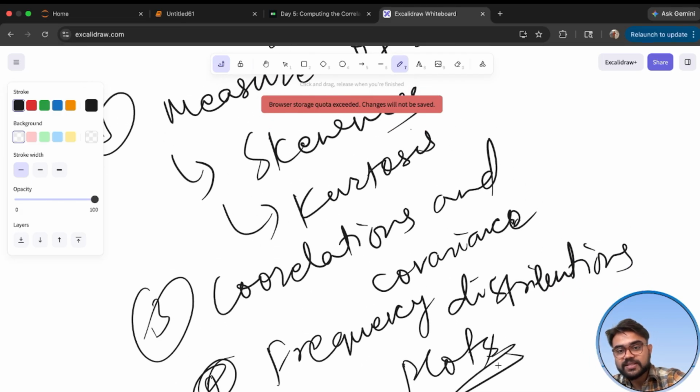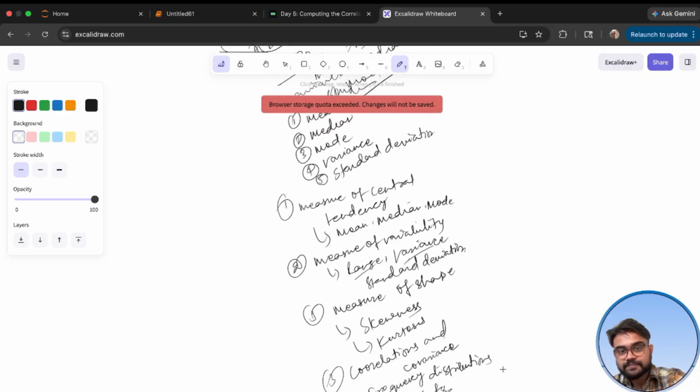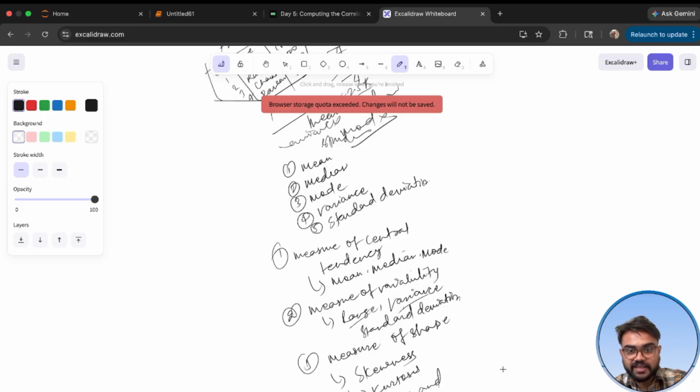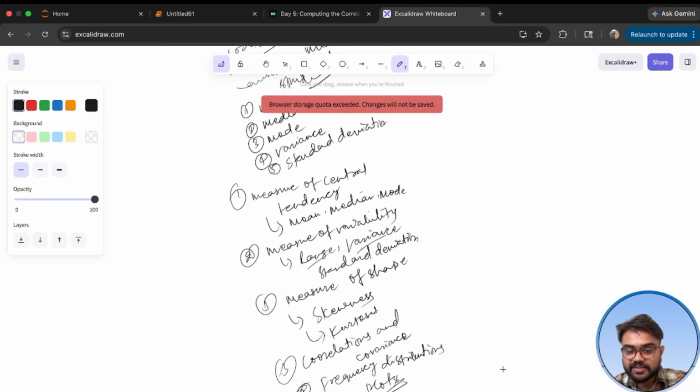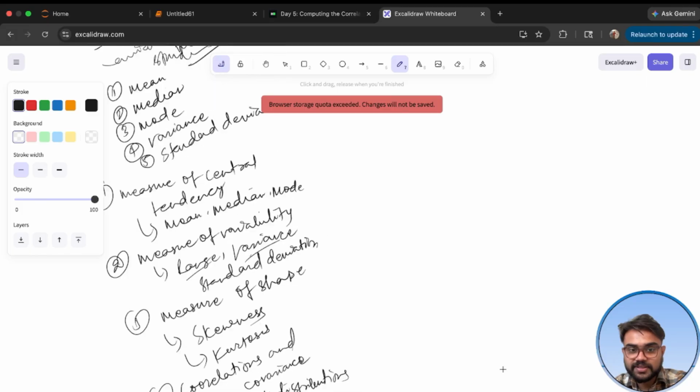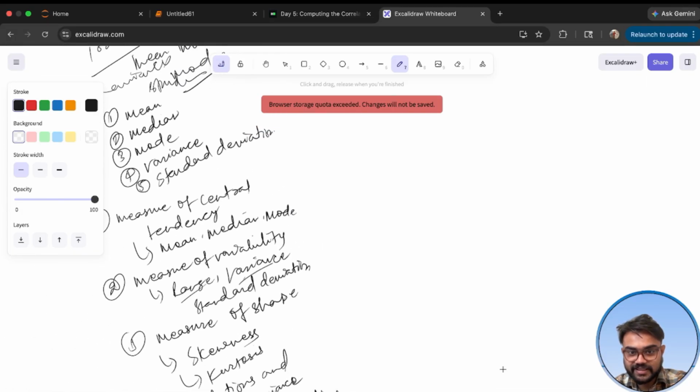Okay, so this was the descriptive statistics, and it has been divided into further parts. Like first one would be the measure of central tendency. Inside that, we will talk about the mean, median, mode, and second one is the measure of variability. Inside that, we are going to talk about the range, variance, standard deviation, and third one would be the measure of shape. Inside that, skewness, kurtosis, and fourth one would be the correlations and covariance. Fifth one would be the frequency distributions, and there we are going to talk about the different plots. I hope you got it nicely, right?